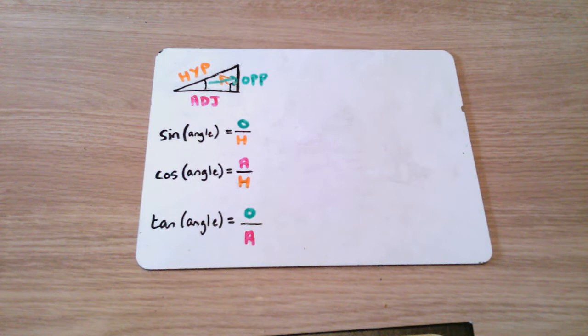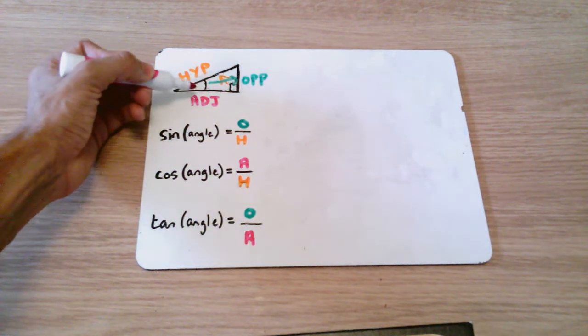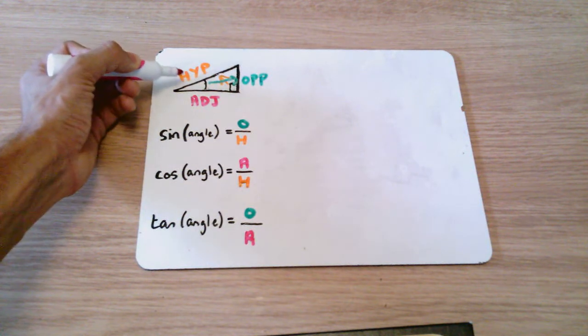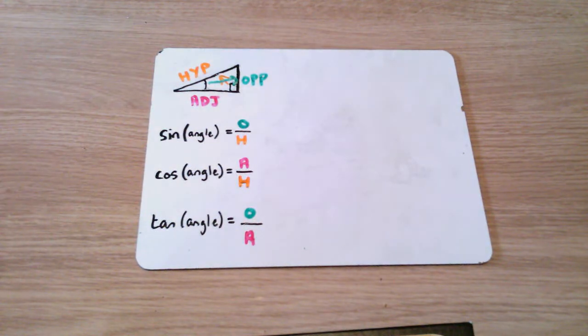Finally, the adjacent is the last one that's left, and adjacent just means next to. So that is the length that is next to the angle. That isn't obviously the hypotenuse. It's not the longest, it's the other one that's next to the angle.